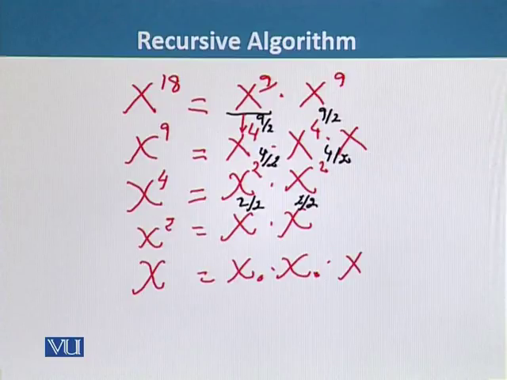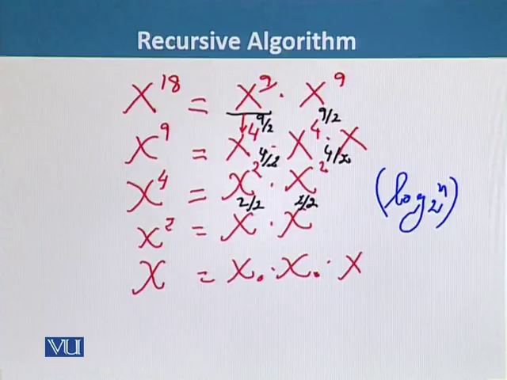So what we have achieved is we have reduced the time complexity that is proportional to n to one that is proportional to log n base 2. We have got this one, log n base 2.